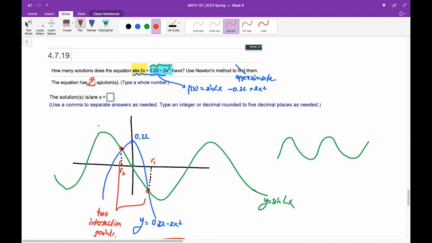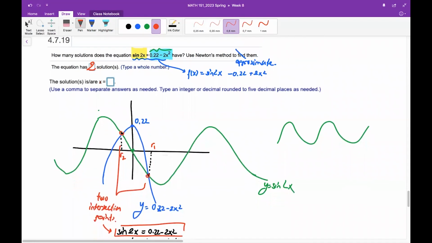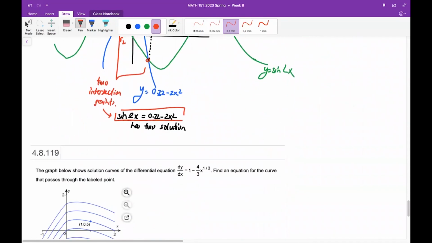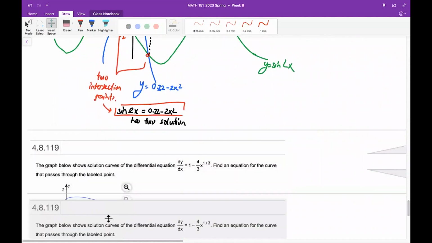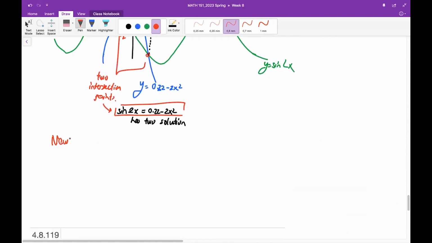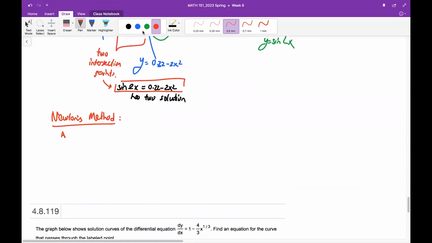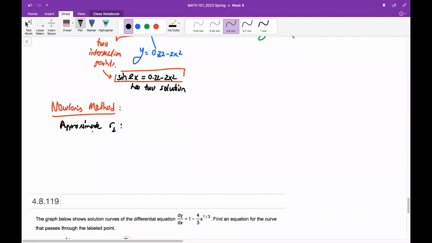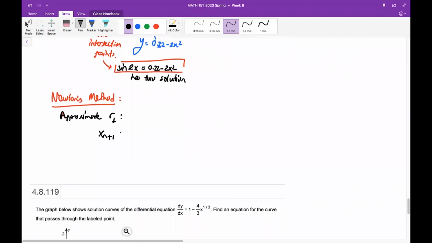Now, we will approximate these two roots, these two solutions, by using Newton's method. Okay, let's start by approximating root 1. Newton's method now. We are approximating root 1. So, as I said before, we will be using Newton's method, not geometrically, but algebraically this time.